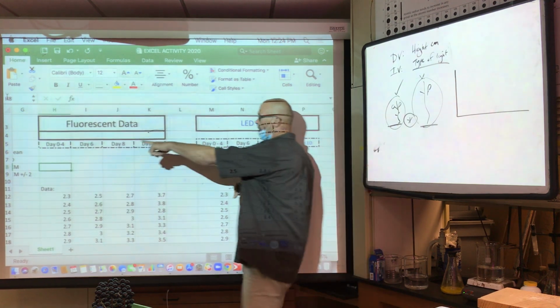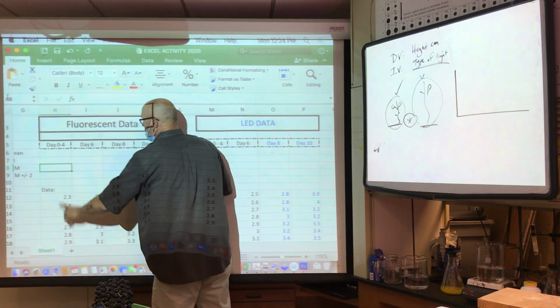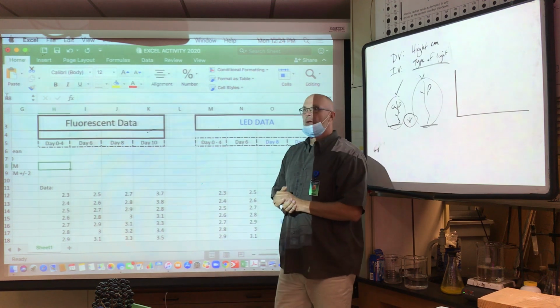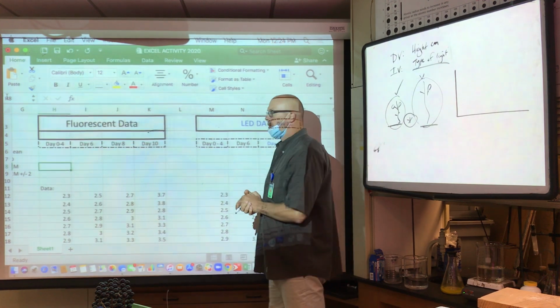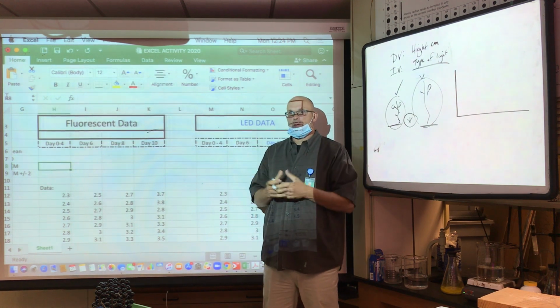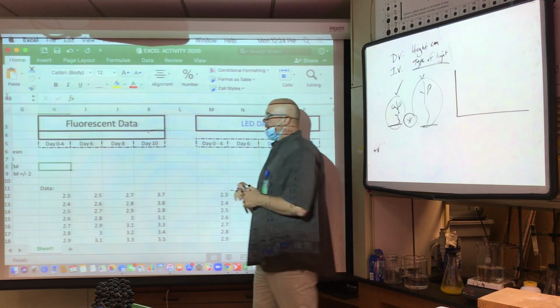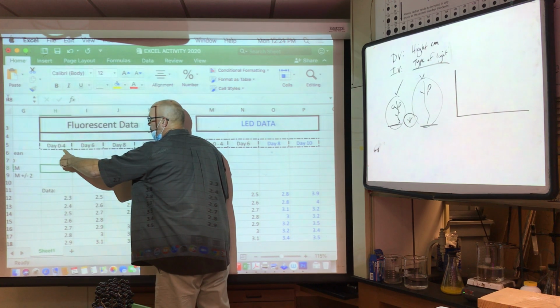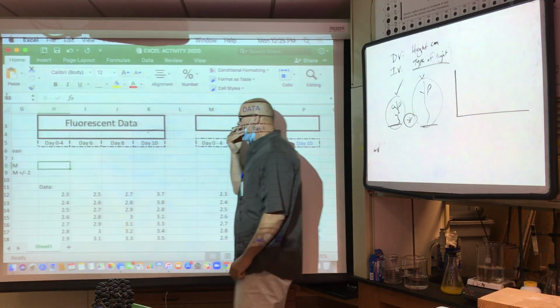So, fluorescent data, we measured 4 days. All of the plants were grown under fluorescent white light, okay? And that's important because they were naturally selected to be germinated under that white light. We didn't want to mess with that. And then we measured them at 4 days and then 6 days, okay?